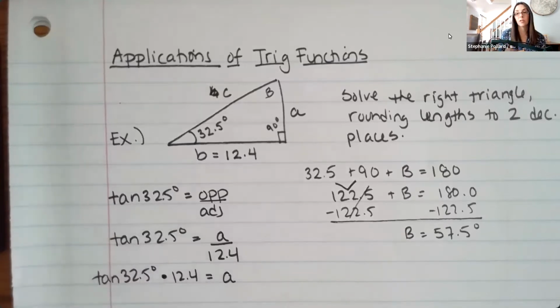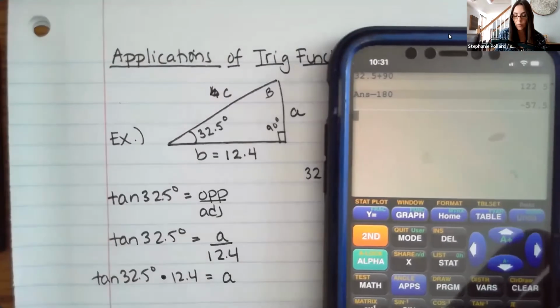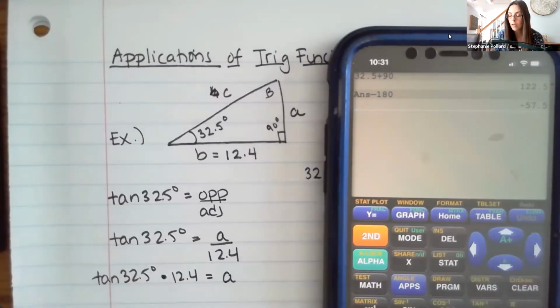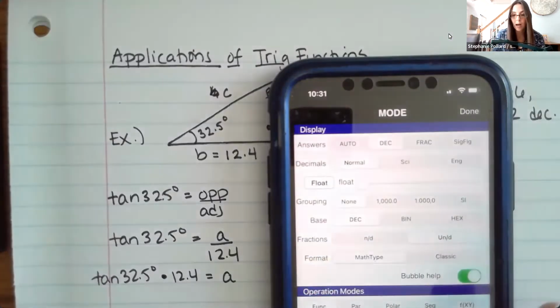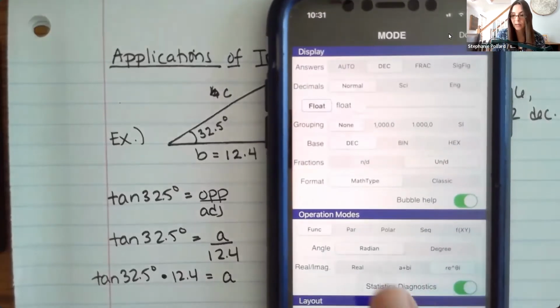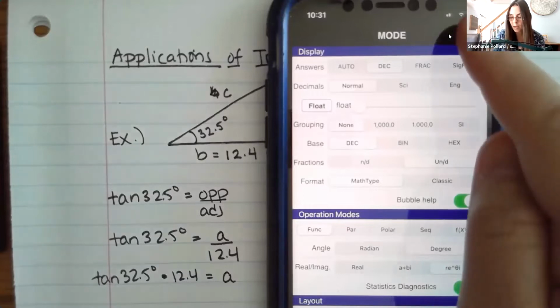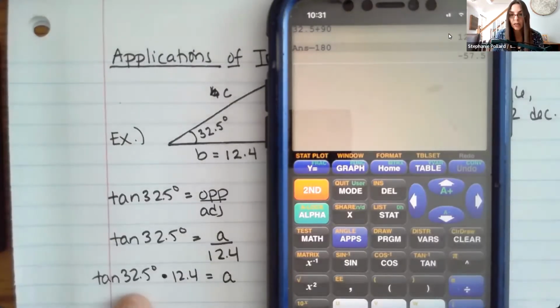And I can get my approximation for A. Now, I'm definitely going to use my calculator here because tangent of 32.5 is not a common angle. I do need to check my format, though. If I go to mode, you can see my calculator was in radians because I was doing that last. I'm going to make sure I'm in degree mode here. And then I'm going to go ahead and plug this in.